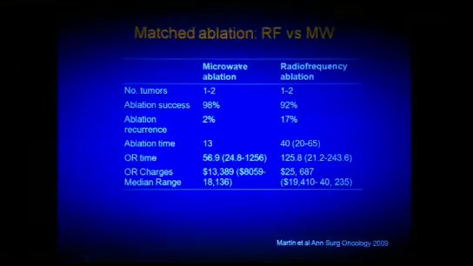What did they find? Basically, when they matched those to other radiofrequency patients, there was good success with both of them. The ablative recurrence was significantly less with microwave ablation. The ablation time was much less, OR time was much less, and the OR charges and cost were much less in this particular study.